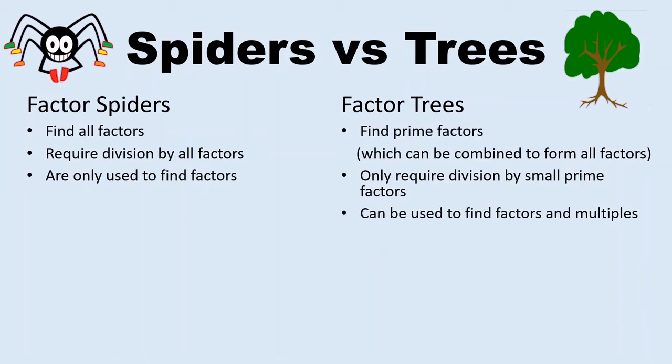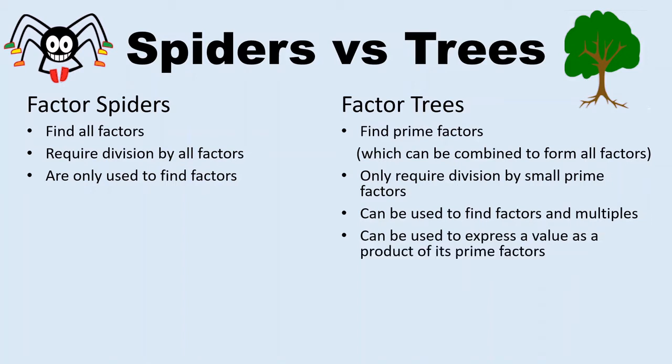It's very good at finding factors. However, factor trees can be used to find factors and multiples of a number. This is really interesting too, because I hope you're not confusing factors with multiples. However, we can use factors, particularly prime factors, to find multiples of a value. Another advantage for factor trees is we can use the prime factors that we find from the factor trees to express any value as a product of its prime factors. That is to say, we can write any value as a multiplication of its prime factors.